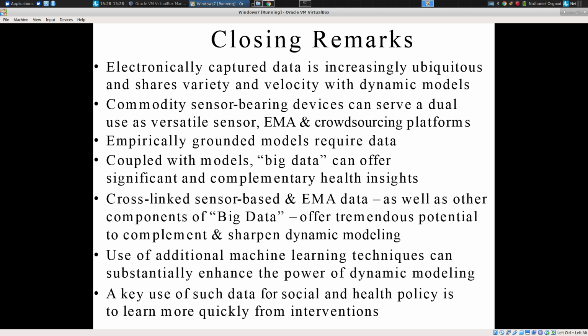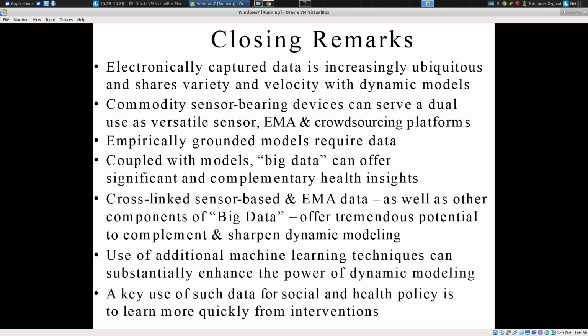So, closing remarks. I've shown you a heck of a lot of stuff. Ladies and gentlemen, if I were to summarize with a single phrase, I'd say the future is bright here. There's a natural marriage here between system science and data science. Electronically captured data, big data characterized by high volume, yes, but more importantly by high velocity, high veracity, and high variety, is increasingly ubiquitous, and it shares many of these features, certainly variety and velocity, with dynamic models. And it shares the ability to resolve certain pathways with those models.